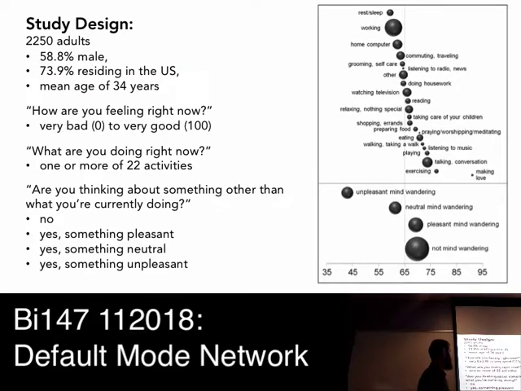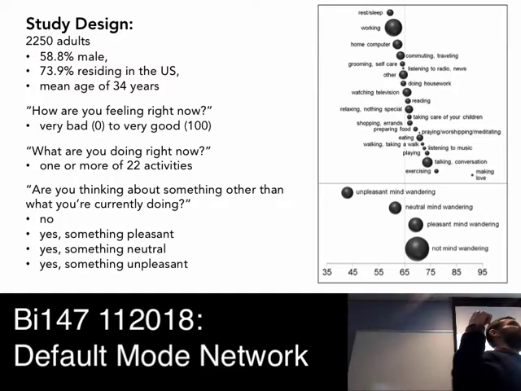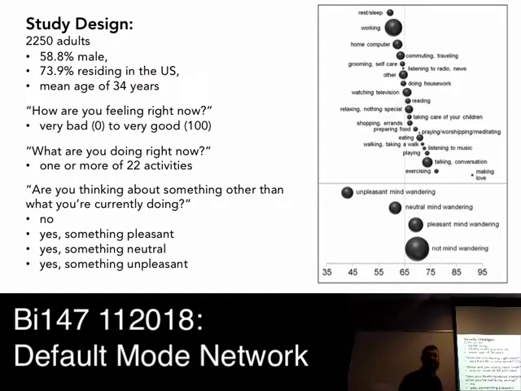So these were the questions that they had. How are you feeling right now? Very bad, 0 to 100, very good. How are you feeling right now? Just think of that number. 69. I'm at 86. 420. I'm with you, 420. That's over 100. I know. They should have done a 1,000-point scale.